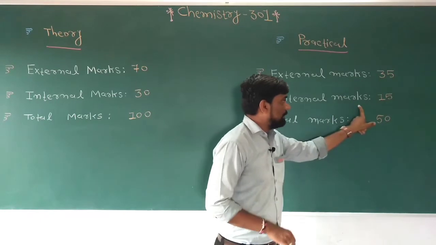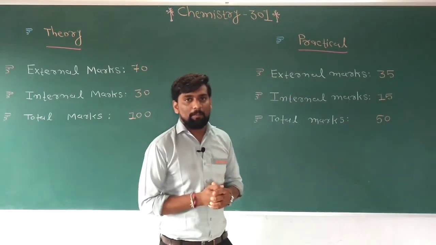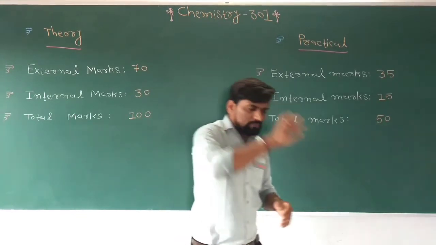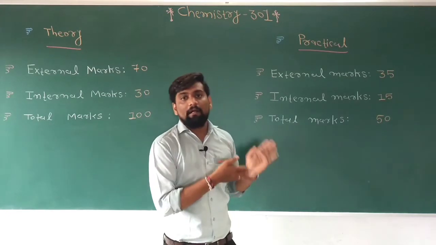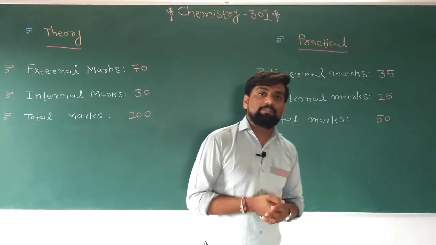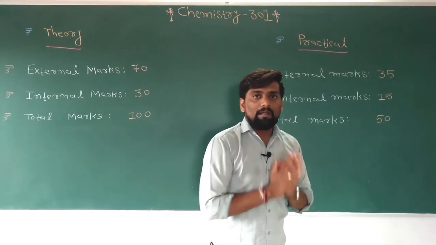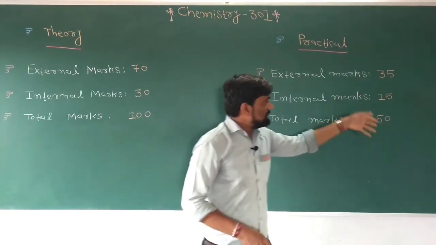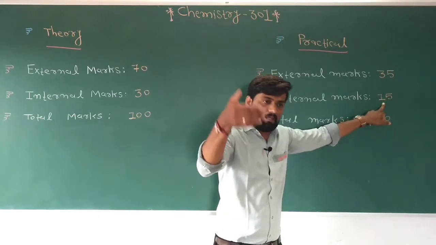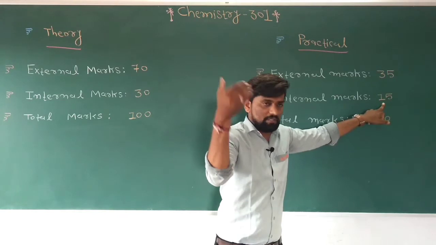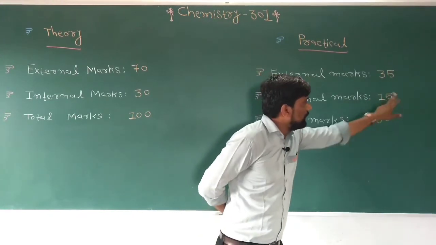Next is internal marks. Here internal marks are 15. These 15 marks depend on your practical viva, your practical journal, your practical attendance, and fourth, your behavior in the practical lab. All of these things, your behavior, attendance, journal and practical viva, are considered for these 15 marks.